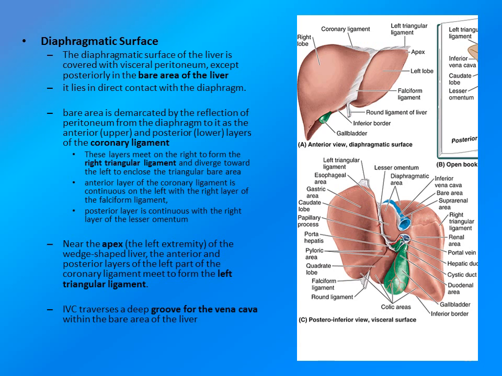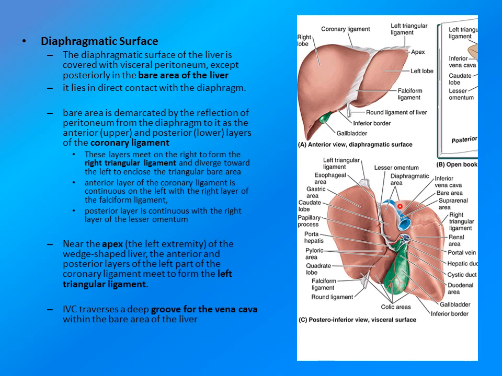These layers meet on the right to form the right triangular ligament, and they diverge to the left to enclose the triangular bare area. The anterior layer of the coronary ligament is continuous with the left and right layers of the falciform ligament. The posterior layer is continuous with the right layer of the lesser omentum. Near the apex of the wedge-shaped liver, the anterior and posterior layers of the left part of the coronary ligament meet to form the left triangular ligament.